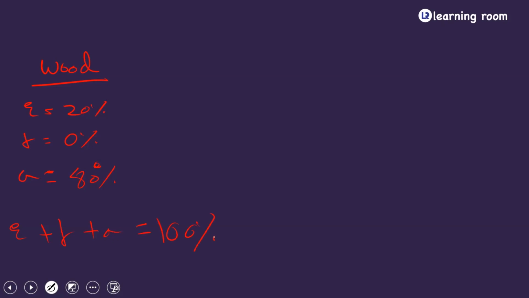So if I take one object, let's say wood, the wood is reflecting 20%, let us say, and it is transmitting 0%. Wood is not transmitting, right? Light cannot pass through it, but it is absorbing 80% of the light. So if I add R plus T plus A, it will be 100% always. For any material, R plus A plus T is 100.